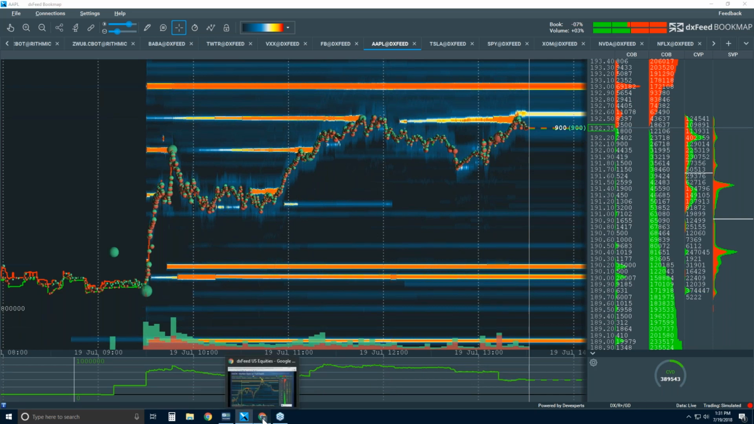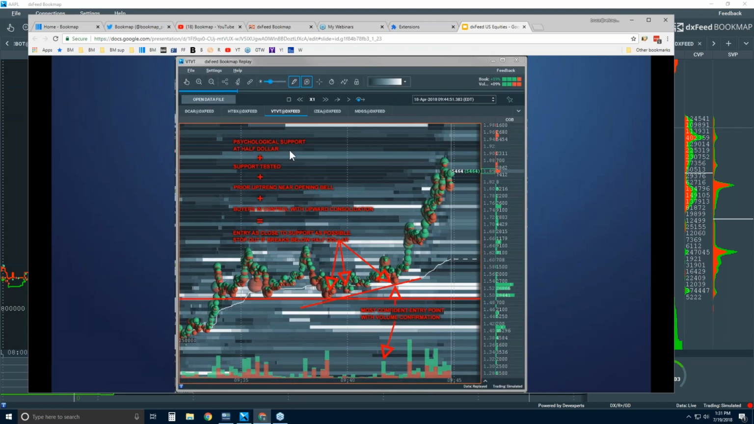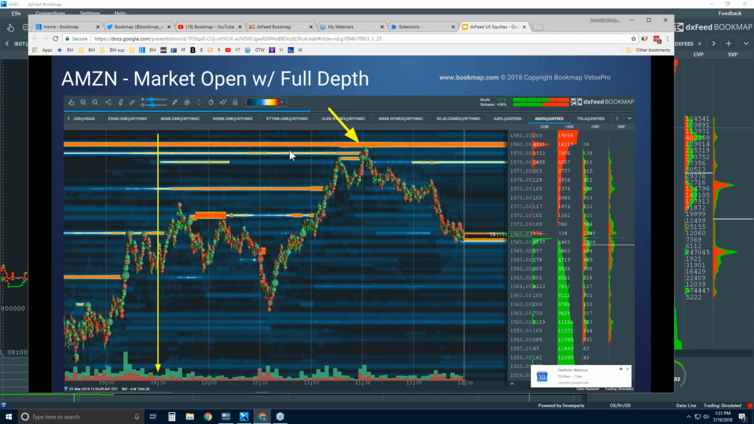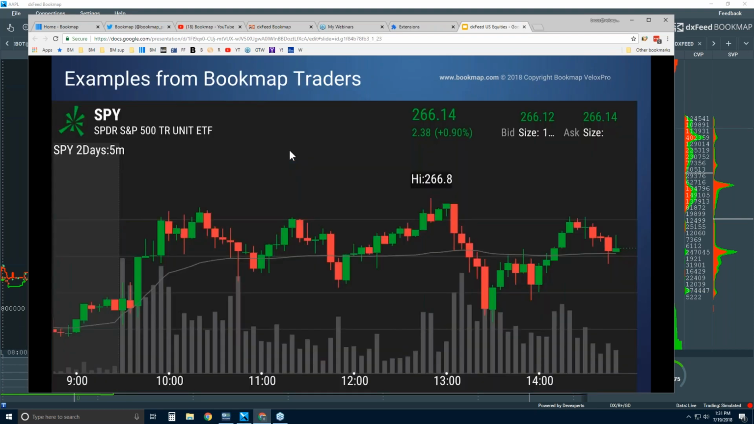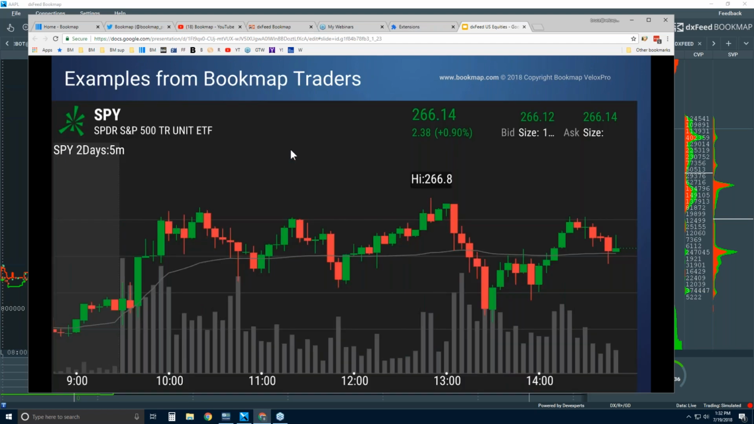But since we have some good examples here, now let's see here. I went through all the examples. Okay, all right. Well, then I'll show you a few examples of some of the Bookmap users and trade examples they used, and how you can start to use it as well to your advantage. So here we're looking at SPY. This trader's looking at a 5-minute candlestick chart, SPY.